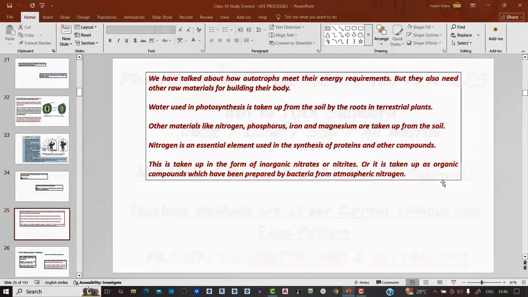Now, water used in photosynthesis is also taken up from the soil by the root in terrestrial plants. Materials other than carbon dioxide and water, such as nitrogen, phosphorus, iron, and magnesium, are taken up from the soil, from the manure. Nitrogen is an essential element which is used in the synthesis of protein and other compounds, and it is taken in the form of inorganic nitrates and nitrites.